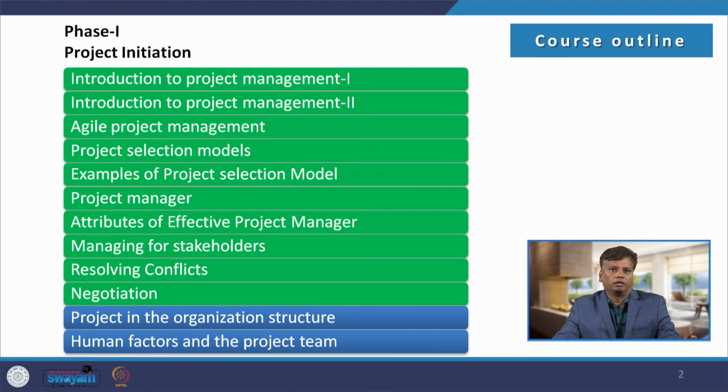Dear students, in the previous lecture, we have discussed about conflicts. In this lecture, we are going to discuss about negotiation. This is the phase one in the project initiation stage. This is to recollect you that last class we discussed about the conflict, now we are discussing about negotiation.